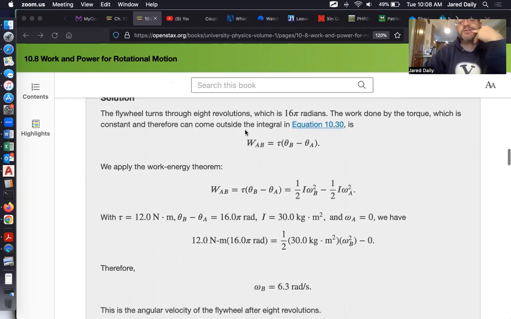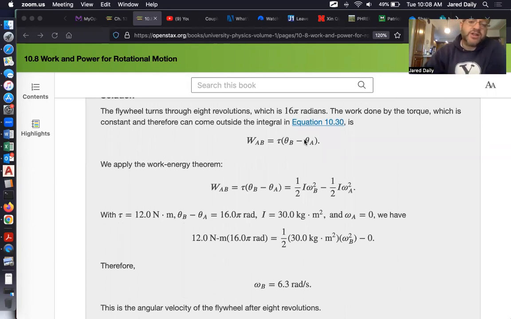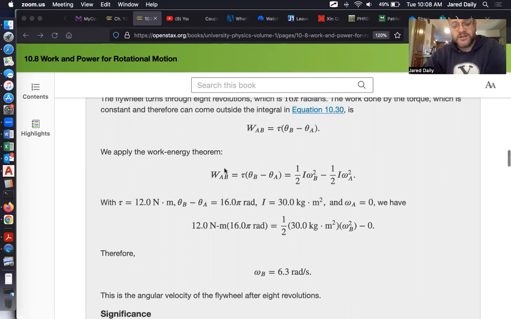So in order to do this problem, we write down our work energy theorem, which is work is equal to 1/2 I omega squared minus 1/2 I omega squared at the 2 different points, right? That's our work energy theorem. But we also know that work is equal to torque times theta, because work is normally equal to force times distance. So it's torque times theta final minus torque times theta initial. We put those 2 equations together to make this equation.